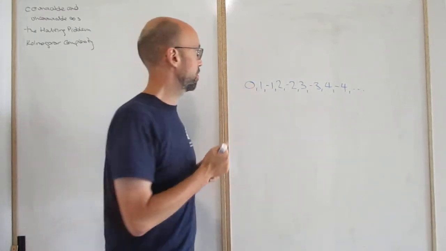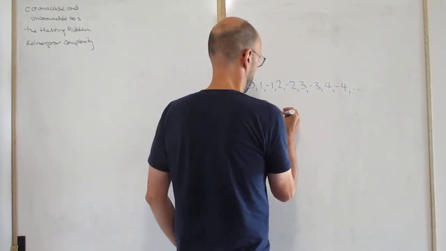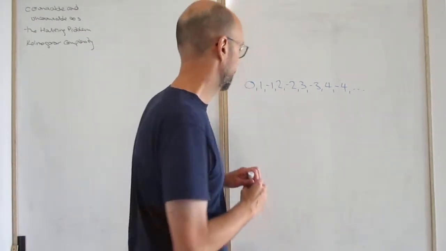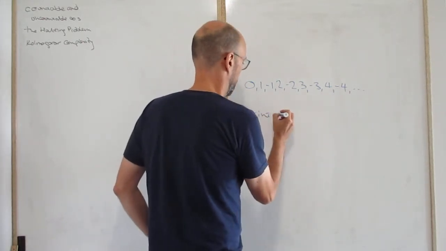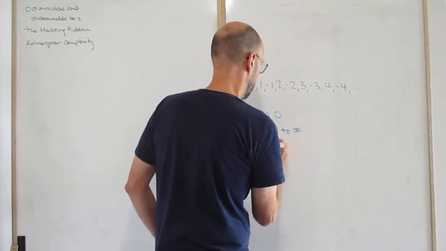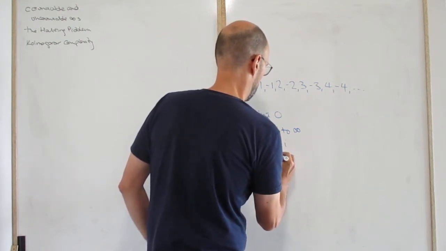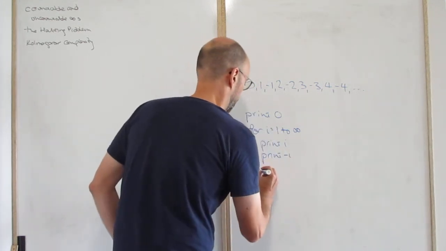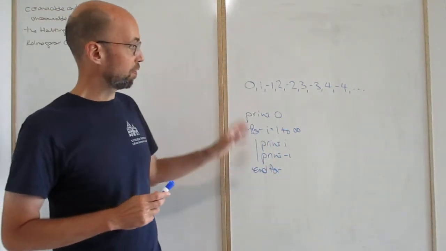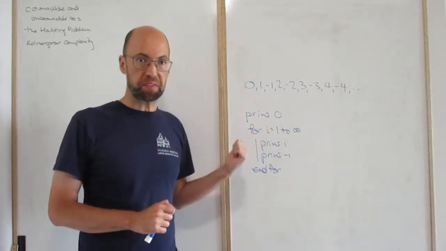So what is my procedure? There's this little program: print 0, then for i equals 1 to infinity, print i, print minus i, and so on. Does everyone believe that this little program, for any integer you care to think of, eventually will print it?